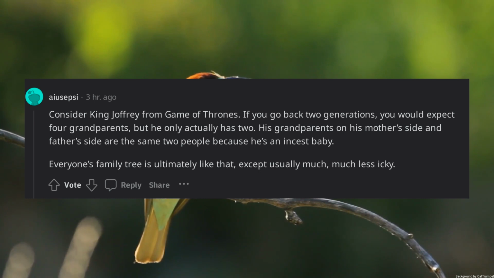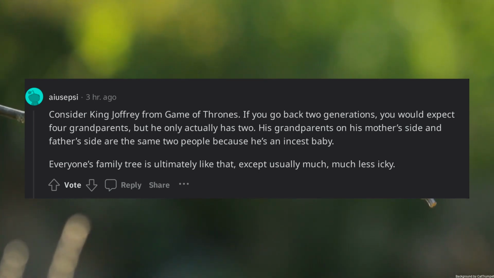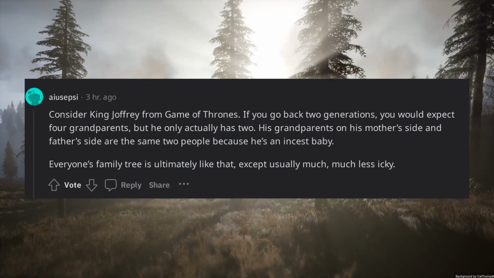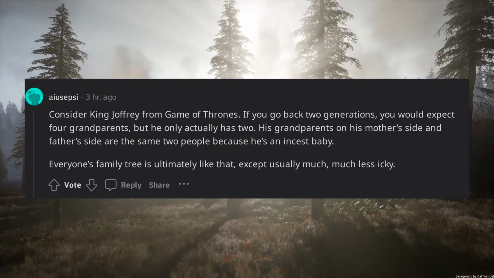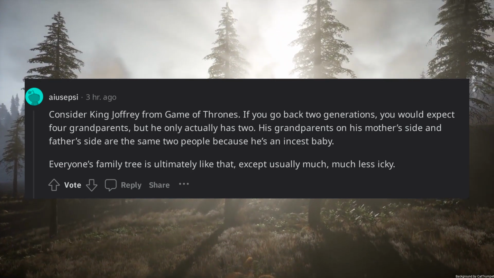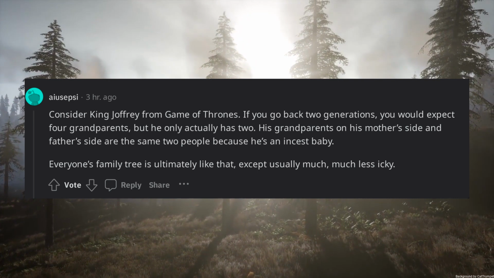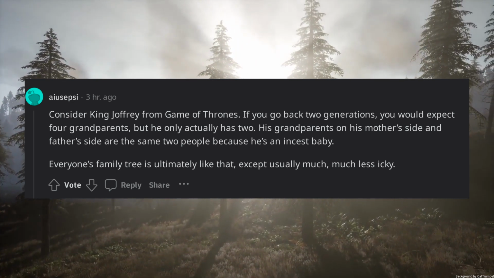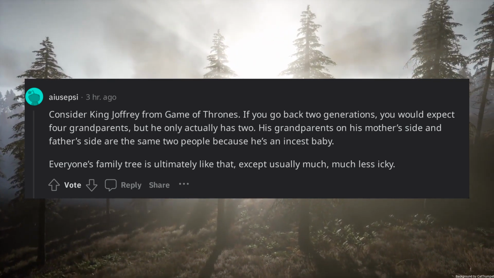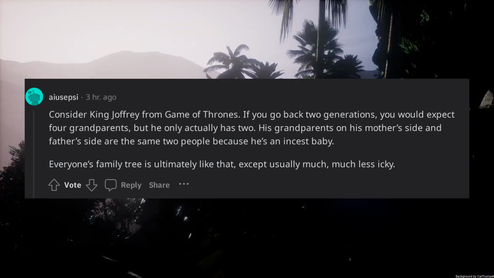Consider King Joffrey from Game of Thrones. If you go back 2 generations, you would expect 4 grandparents, but he only actually has 2. His grandparents on his mother's side and father's side are the same 2 people because he's an incest baby. Everyone's family tree is ultimately like that, except usually much less icky.